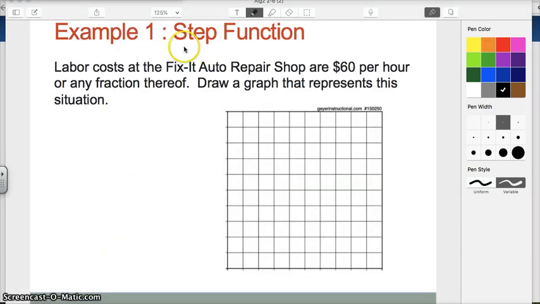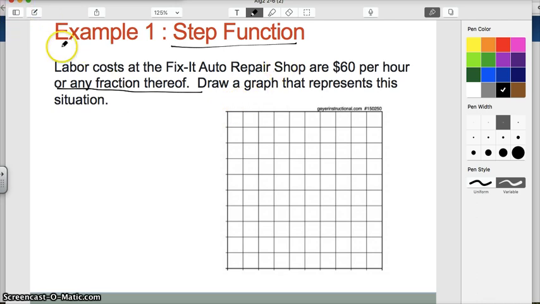So in this case, we're already given the fact by the title that we're dealing with a step function. Labor costs at Fix-It Auto Shop are $60 per hour or any fraction thereof. Draw a graph that represents the situation. Now, that "or any fraction thereof" implies to me, and I think to most people, that if you go over that hour, then you get another $60. So the moment you go over, you're already up. You're paying for the next hour of labor.